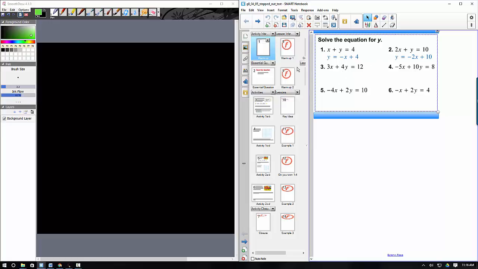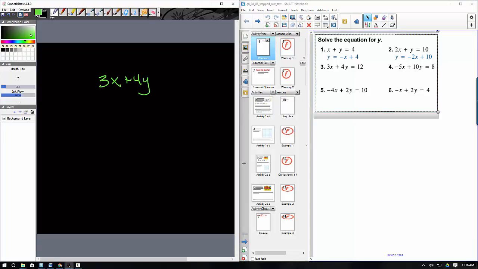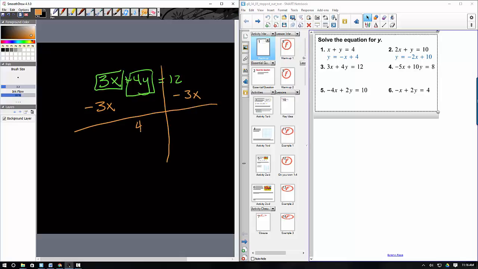Number 3 is a little trickier, so I'm going to write this out, and I'll have 3x plus 4y equals 12. And the first thing I'll do is box the coefficients, of course, and then you want to move over the x value, because you want to try to get y by itself. So I'll say minus 3x on this side, and minus 3x on this side. At this point, you'll want to rewrite things. So I'll have 4 over 1y equals 12 minus 3x.